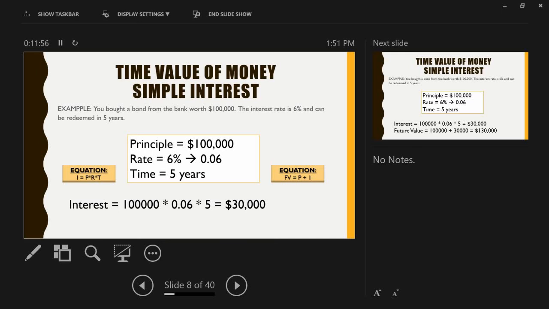Now, the question is, how much is the bond going to be worth in 5 years? Remember, you can't redeem it until 5 years.